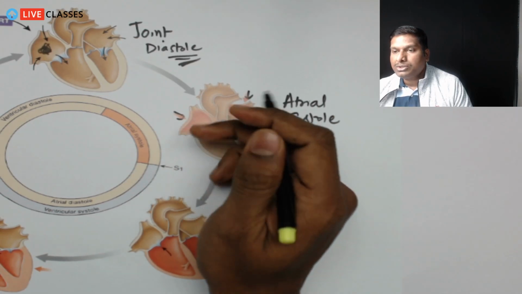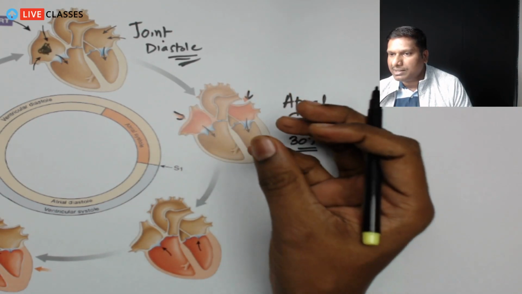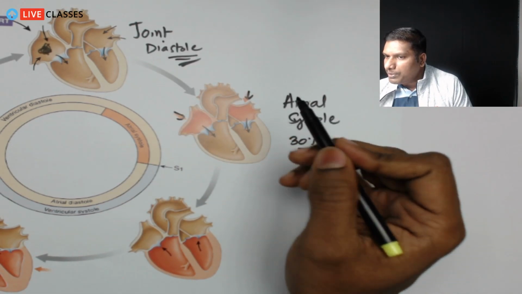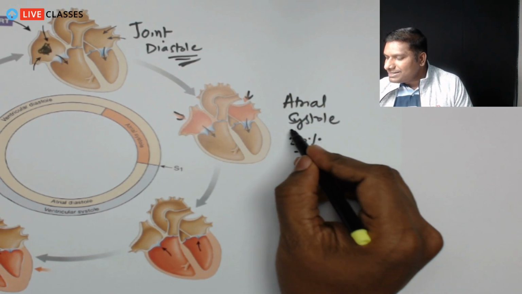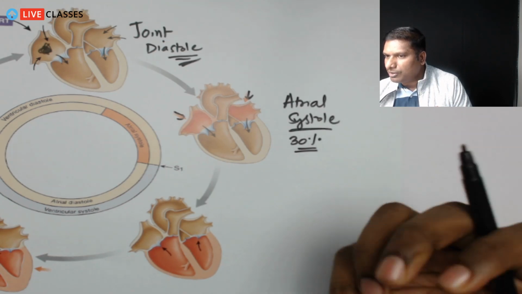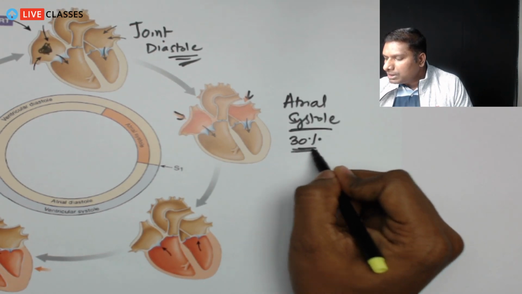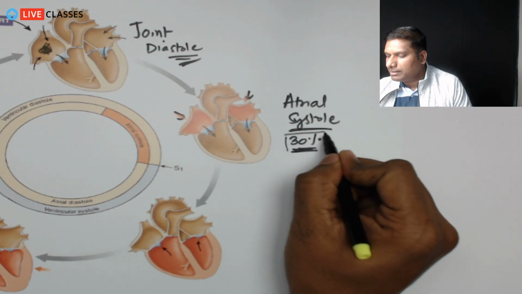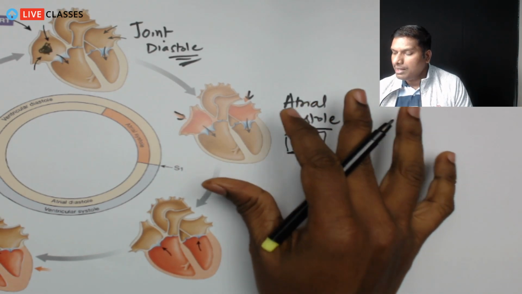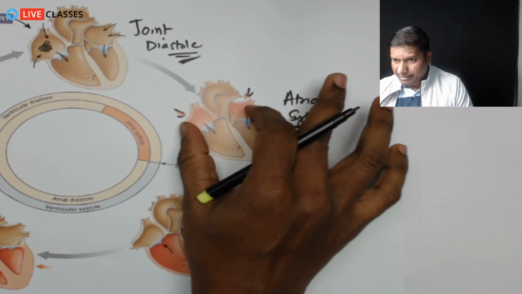So basically what we are trying to say here is, even without the atrial pressure, the blood is still moving into the ventricles. However, as a result of atrial contraction, the volume of the blood moving into the ventricles is increased by 30%. Okay, so relatively lesser contractions here.